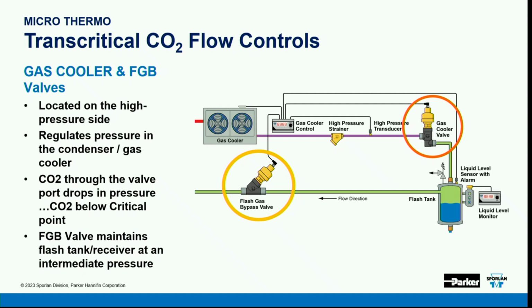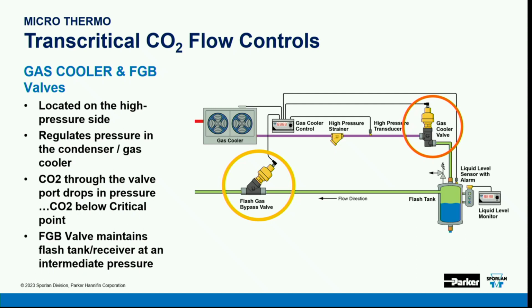At the same time, think of the gas cooler valve or the HPV valve as a massive expansion valve. I'm taking a lot of flow and I'm forcing it through a tiny port. What happens? Pressure drop. That drop in pressure is what gets the phase change, gets me from a supercritical fluid back to 100% liquid CO2. That's the magic.